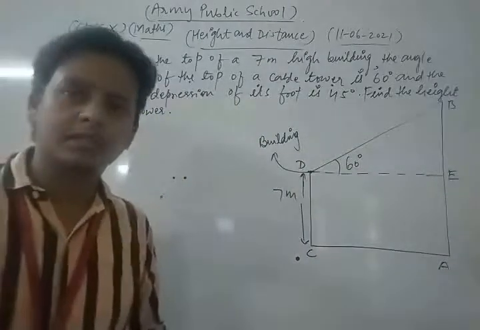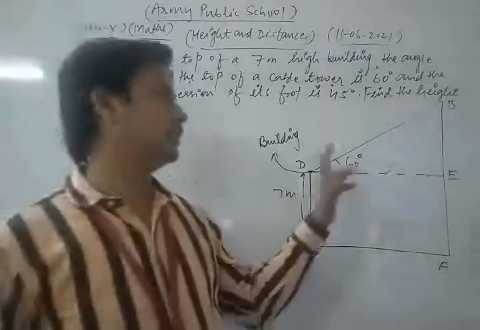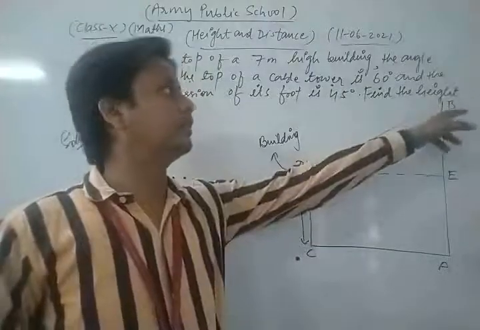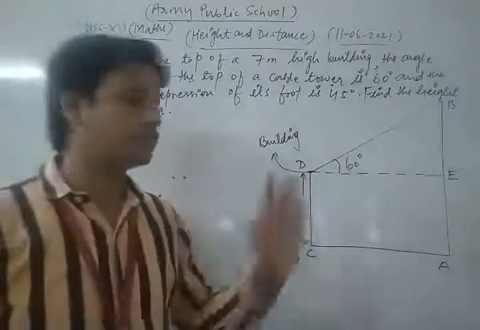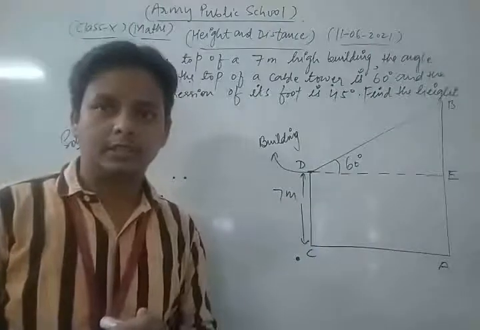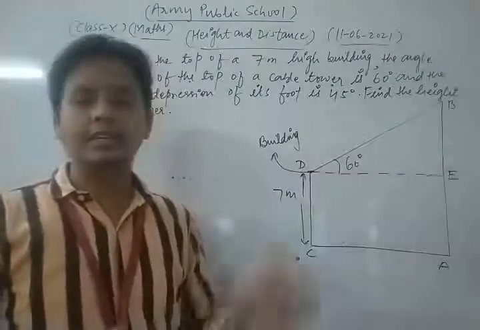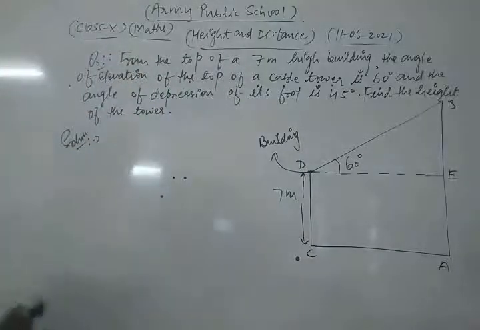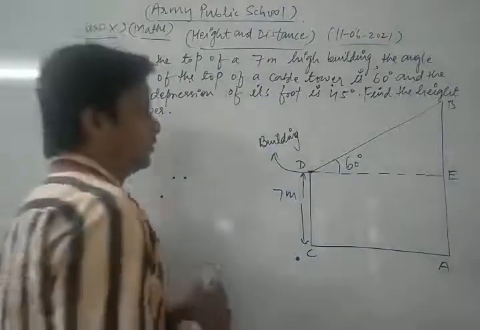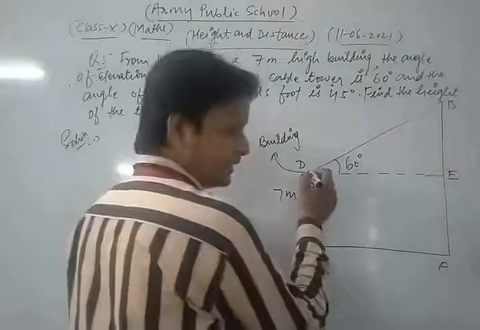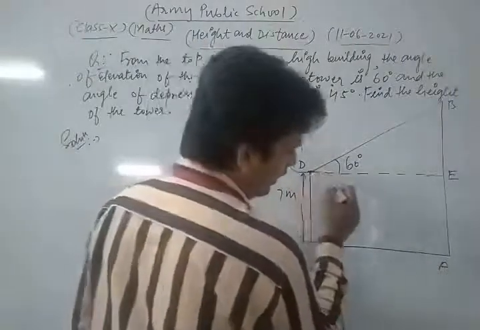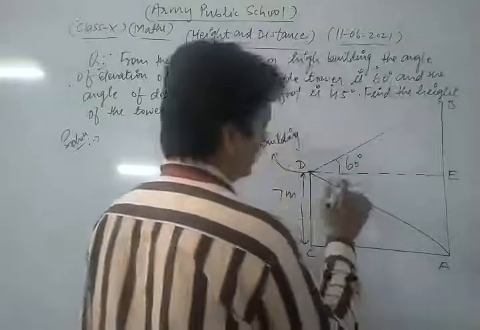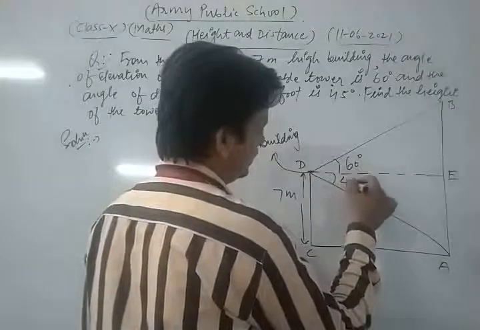60 degree, dear student. Now E means the angle of elevation from the top of the building to the top of the cable tower is found to be 60 degree. So angle BDE is 60 degree. Okay. And the angle of depression of its foot is 45. Now at the same point, the angle of depression at the foot of the cable tower is 45.